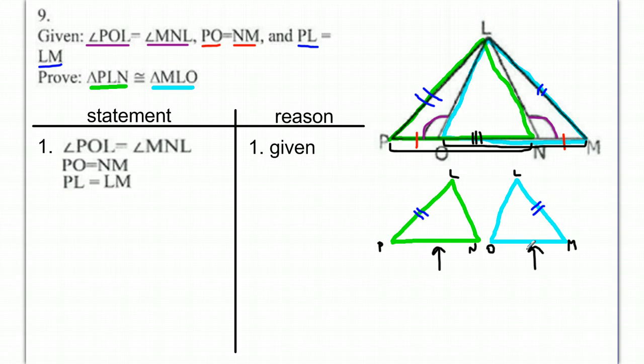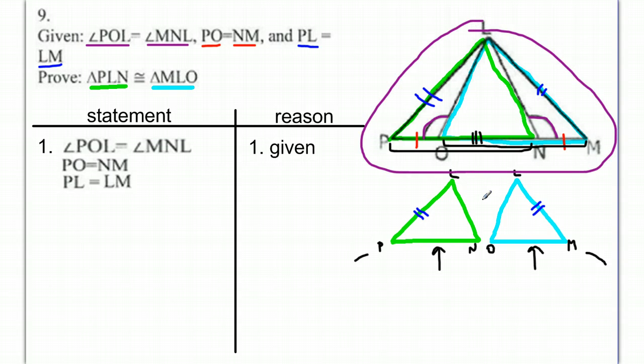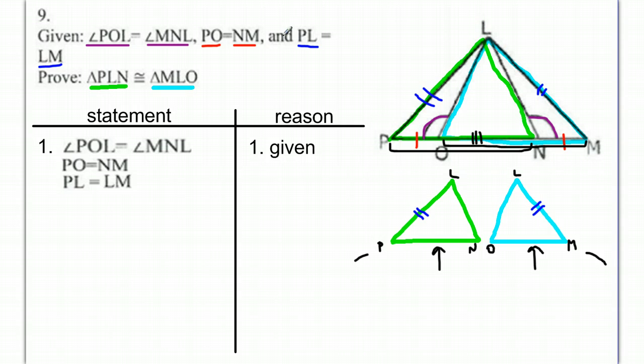If I can do that, I'm going to have two sides. I'm going to want an angle in between them. So somehow it would be nice if I could prove that P and M are equal to each other. Taking a step back from this triangle up here, looking at the big picture, I see a triangle that has two sides that are the same length. And when you have two sides the same length, you're looking at an isosceles triangle.